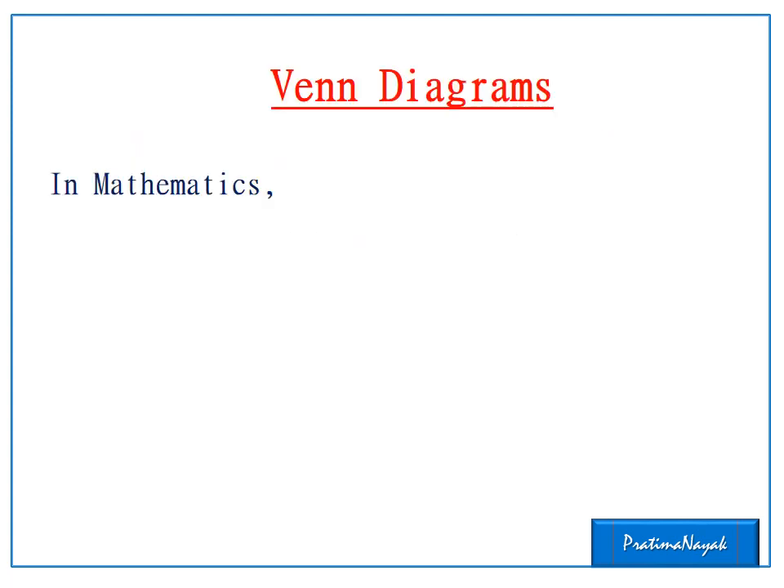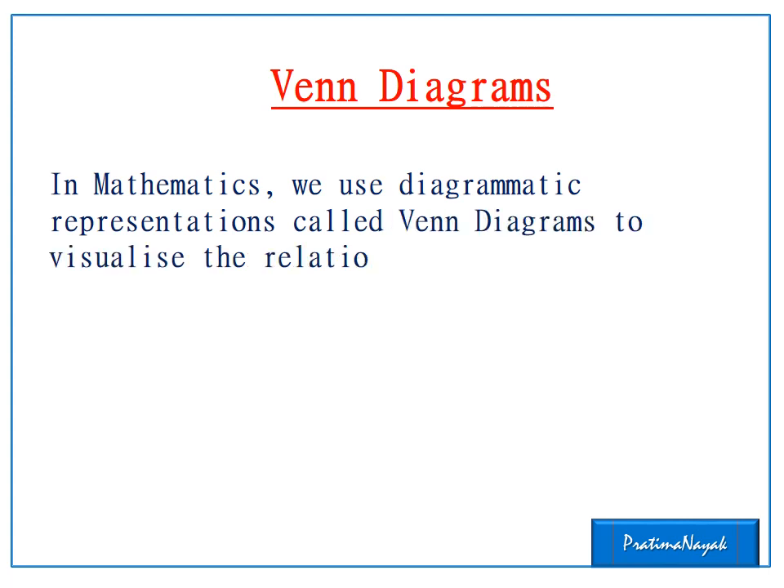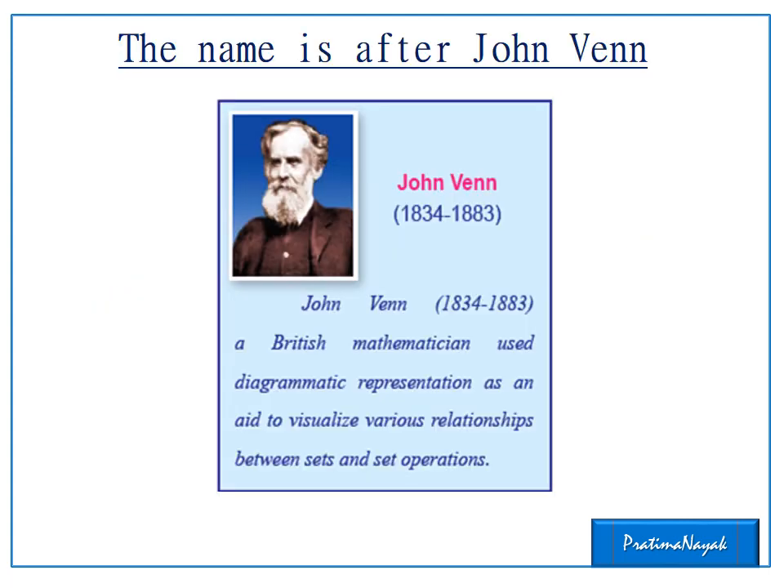So what is Venn diagram? In mathematics, we use diagrammatic representation called Venn diagrams to visualize the relationship between sets and different set operations. Venn diagram, the name is after the mathematician John Venn. He was a British mathematician and he first initiated this Venn diagram. The diagrammatic representation is an aid to visualize various relationships between sets and set operations.